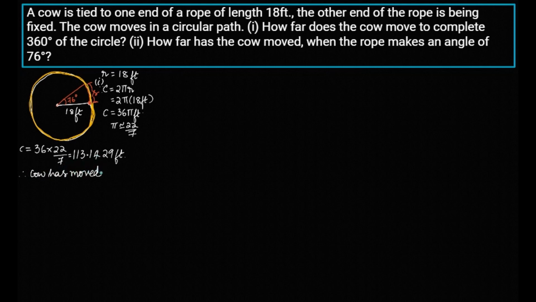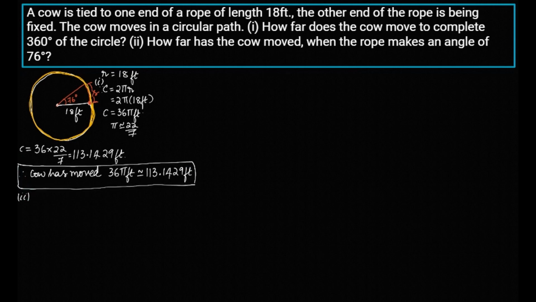Therefore, the cow has moved 36 pi feet, which is approximately equal to 113.1429 feet. So this is the answer for the first part of the question.